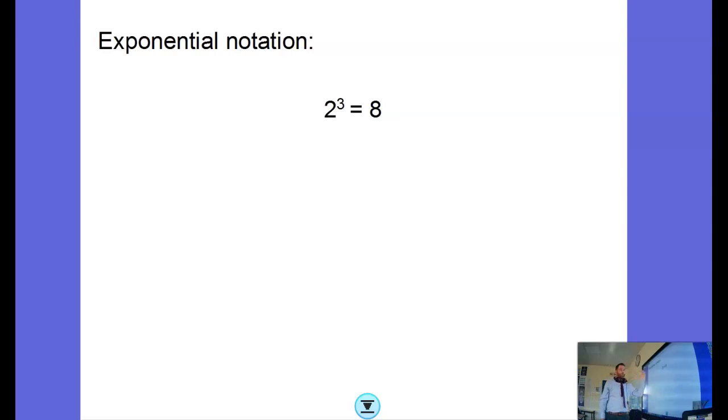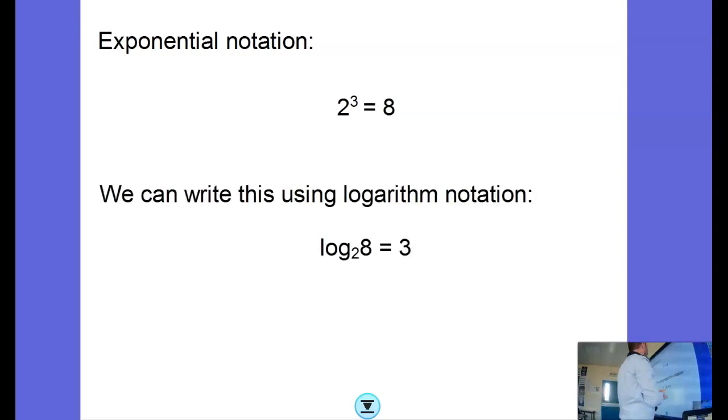So you're probably used to seeing things like this: 2 to the power of 3 equals 8, and here the exponent is 3, or the power is 3. We can also write that in something called logarithms, and logarithm notation is basically a way of undoing a power, if that makes sense. The logarithm is to the power what the square root is to the squaring. Kinda?